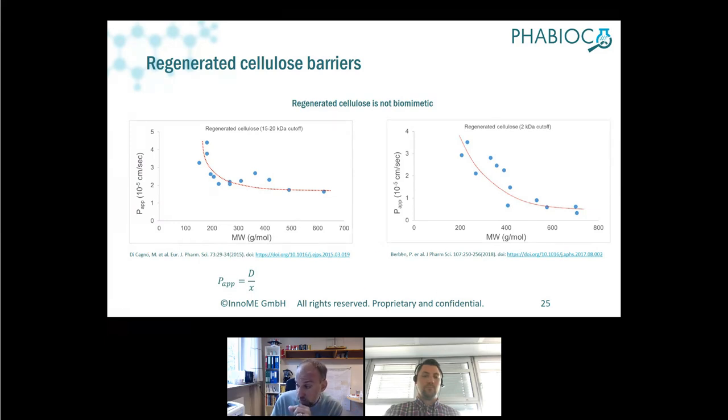and also from the review from Berben et al., 2018. And the difference is that in the study I presented, the regenerated cellulose has a larger cutoff size, between 15 to 20 kilodalton. In these other studies, the cutoff was much smaller. But indicatively, in both cases, the permeability measure that you see is rather high. It's 10^-5, not 10^-6, so 10 times higher than what you generally get with Pampa or PermePed or Caco-2.